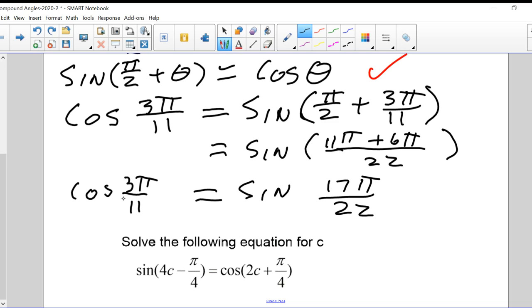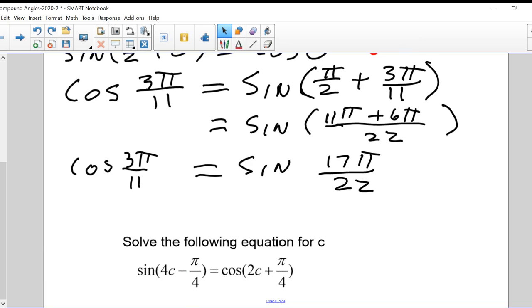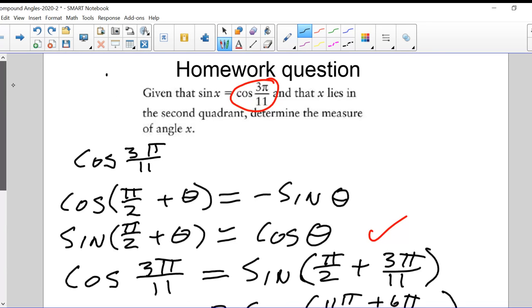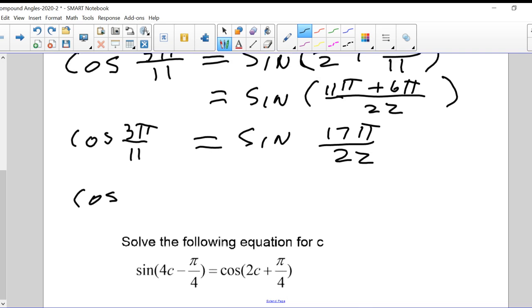Now remember, cosine of 3 pi over 11 was equal to, let me move this down some more. Actually, I think it was the other way around. I think they said the sine of x first. So I'm going to write it exactly the way they had the question. The sine of x is equal to the cosine of 3 pi over 11. So what they're asking for is, what is x? All right, I think we have the answer, folks.